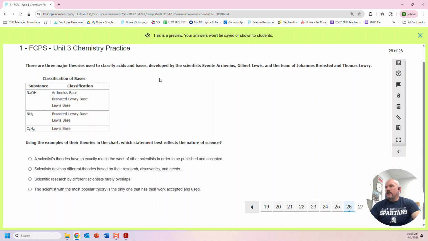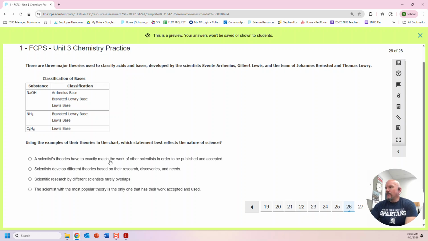Okay. All right, this is just kind of like scientific method, process, what's science all about question, that kind of thing. And notice, we've talked about the acid-base theories, and there's three of them, but notice NaOH follows all three of the theories. NH3 follows two of the theories, right? It's also an Arrhenius base. C6H6 follows one of the theories, okay? And from this, we have to decide which statement best reflects the nature of science, okay?